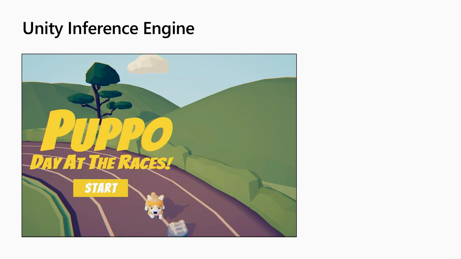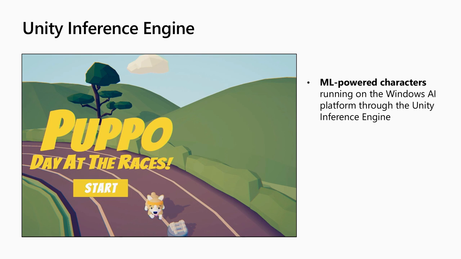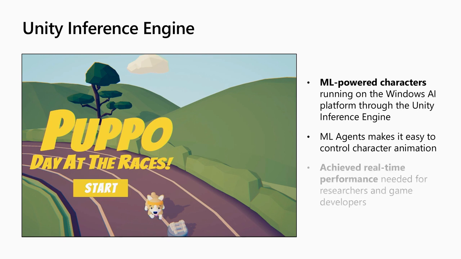And finally, let's talk about Unity, who makes one of the most popular game engines in the world. Unity is using the Windows AI platform to provide ML-powered characters through their Unity ML Agents plugin. This ML Agent plugin makes it easy for developers using Unity to control character behavior with machine learning models instead of using traditional hand animation techniques. They chose the Windows AI platform because it was important for Unity to maintain real-time performance for their customers when running machine learning and rendering workloads together. And the great thing is, this real-time performance scales to any of you that are working on high-performance applications.